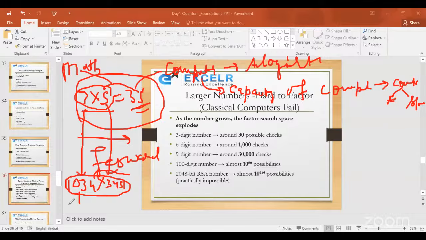As you go further, suppose you can go to 100-digit numbers, you can also multiply those numbers. That's 100-digit numbers, that means 10 to the power 99 number into 10 to the power 99 number.